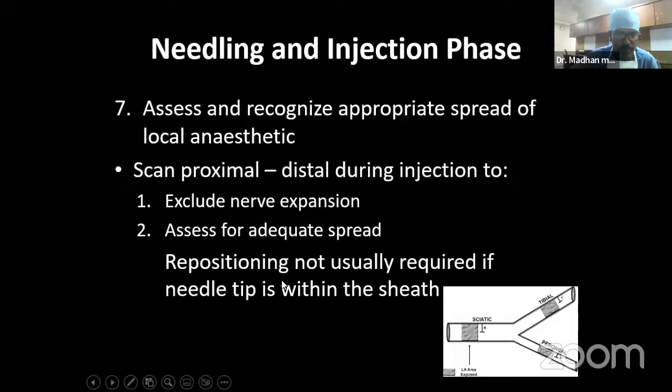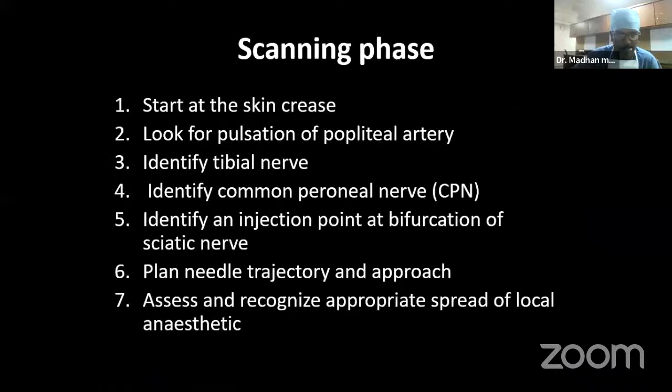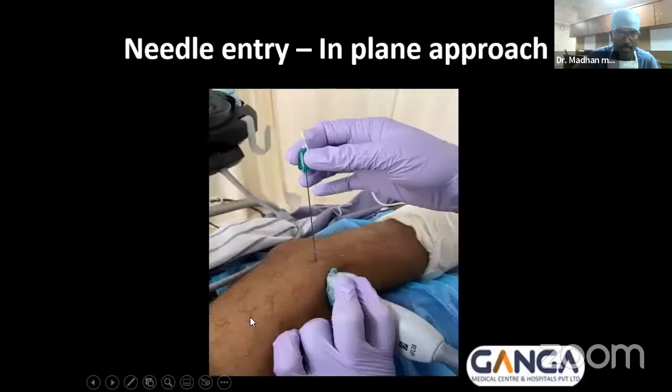And repositioning is usually not required if the needle tip is within the sheath, in between the two components, inside the paraneural sheath. Once again, just recalling the scanning phase: start at the skin crease, look for pulsation of the popliteal artery, identify the tibial nerve, then identify the common peroneal nerve by sliding the probe a little lateral and proximal, and identify an injection point at bifurcation of the sciatic nerve, plan needle trajectory and approach, and assess and recognize appropriate spread of local anesthetic.